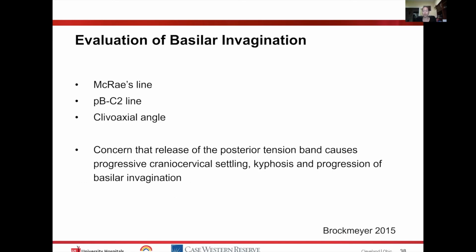And so we need a little bit of a refresher or an introduction to basilar invagination if you've not yet had education on this. But there's kind of three main things, three ways that we think about that. And ultimately underlying this is what we think is the pathology: the release in surgery of this posterior tension band causes either progressive craniocervical settling, progression of basilar invagination, or just a small amount of instability, the sort of micromotion that puts these patients at risk for developing craniocervical junction instability after a decompression.